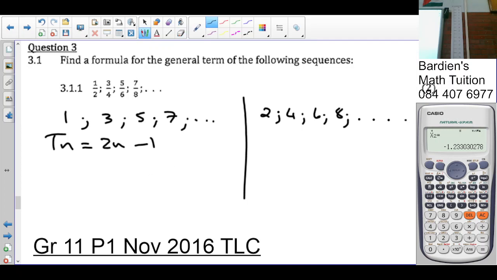However, the denominator, what's happening here? I'm multiplying this by 2 all the time, not so? So if I'm multiplying it by 2, it forms what we call a geometric pattern. For geometric patterns, it follows a formula Tn is equal to A R to the n minus 1. What's my A value? The first term. A is always the first term, no? Yes?